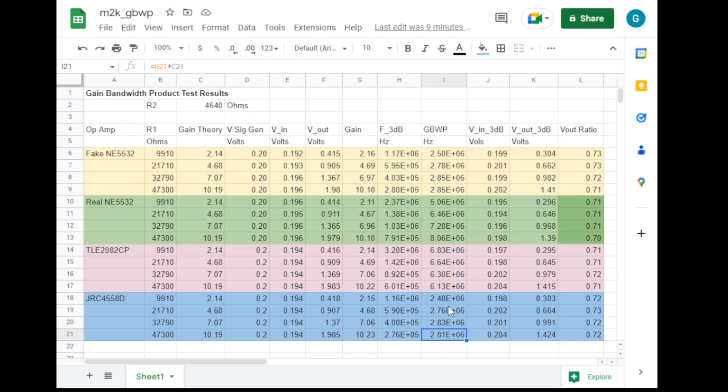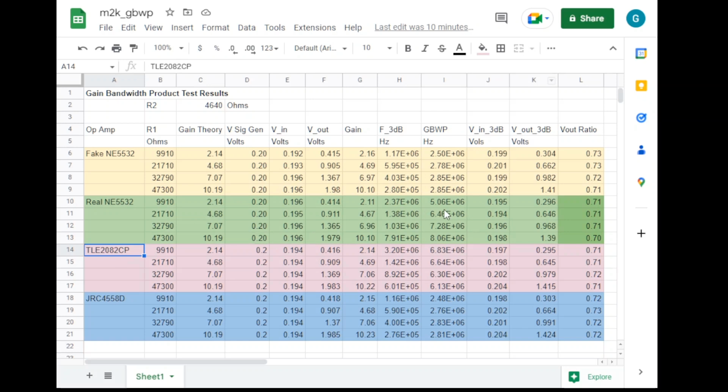The last one to look at is this TLE2082CP, and it is more normal in the sense that all of its gain bandwidth products are about the same, and you can see that they're pretty high. So it's consistent and pretty high. This is a pretty fast, trouble-free op amp. The only trouble is it costs 5 times as much as even a Mouser. I bought this from Mouser and this from Mouser, and the TLE is maybe 5 times as expensive.